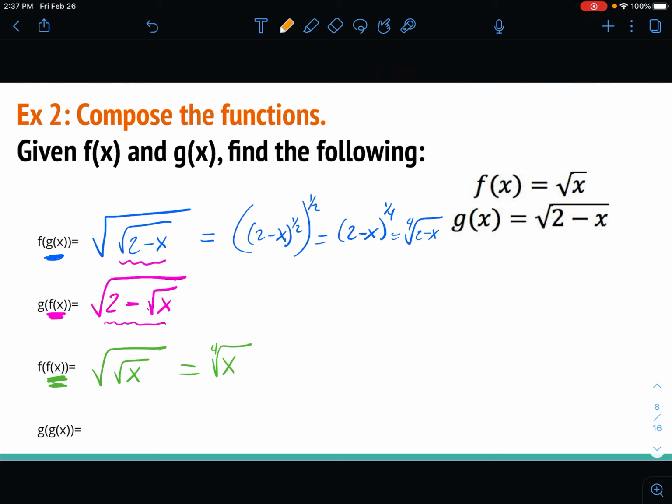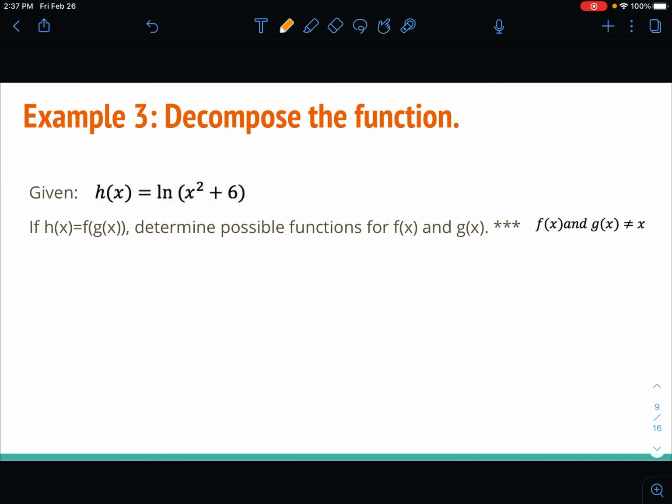And the last one is g of x. So we have the function g, and it says take the square root of 2 minus the input. Okay, the input is g of x. The square root of 2 minus the input, which is right here. Again, we're kind of stuck at this point where there's not much that we can simplify. So that's just a little practice on composing functions.